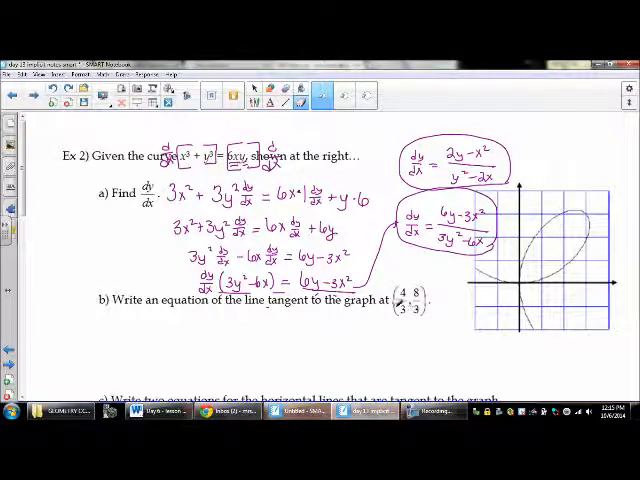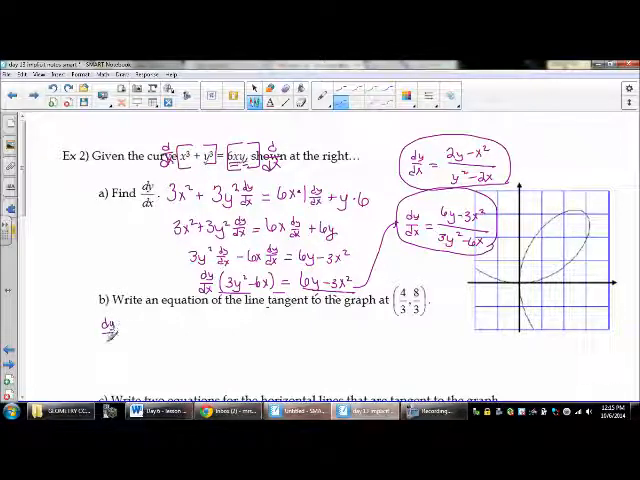Now it says write an equation of the line tangent to the graph at (4/3, 8/3). So I have the point. Now I need to plug this into the derivative. Ugh. All right, well, I've got to do it. So I'm going to plug (4/3, 8/3) into this derivative. There's a reason to simplify: I'm dealing with 2's and 1's and not 6's and 3's.